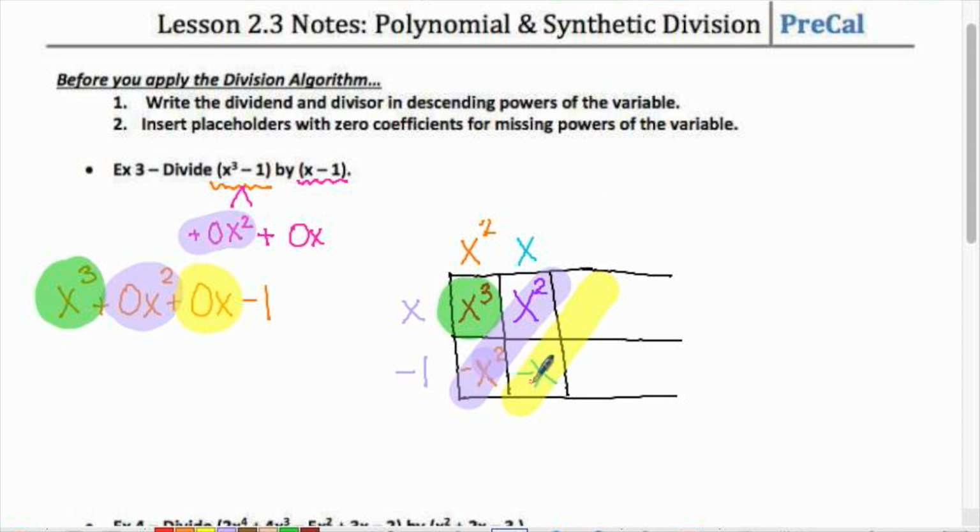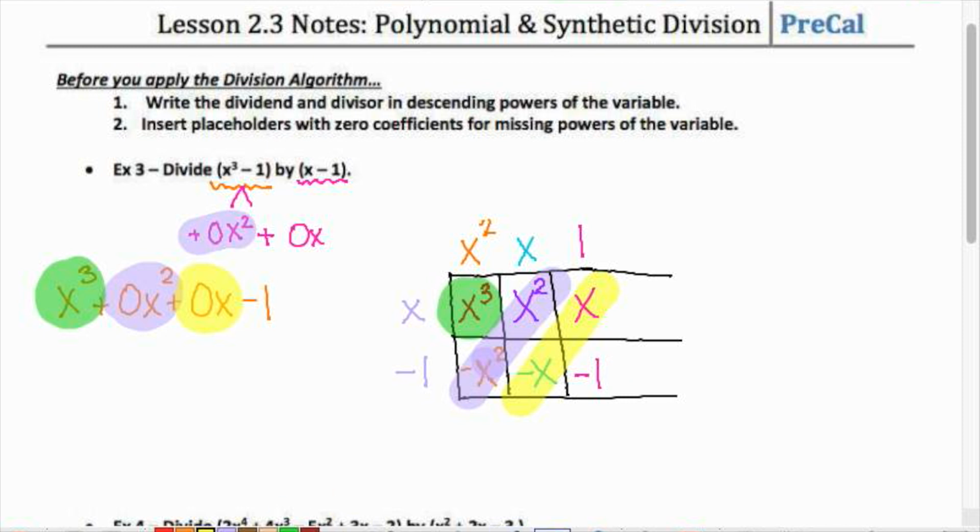So then negative x times, plus what would give me a positive 0x? Well, that should be x. All right, so then x times what would give me x? Well, that would be 1. X times 1 would give me x. And then we multiply down, so that would fill in this box, -1 here.